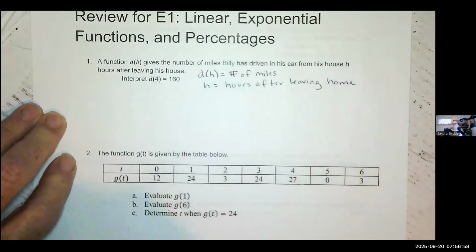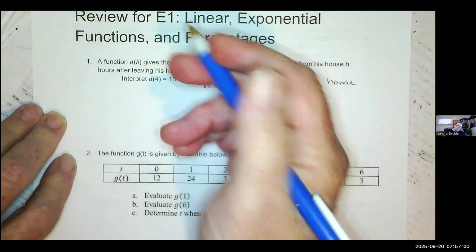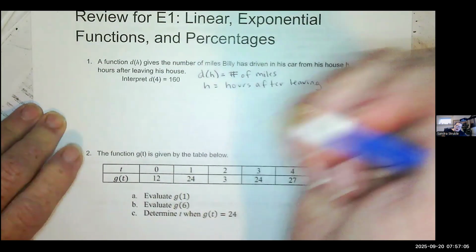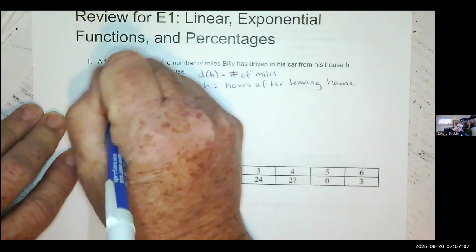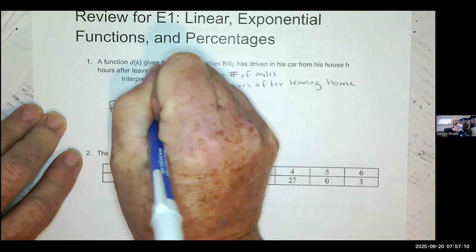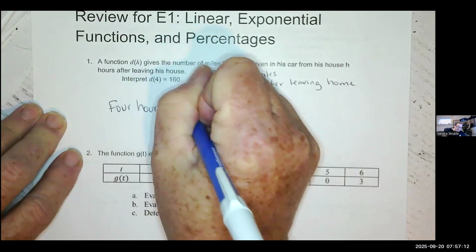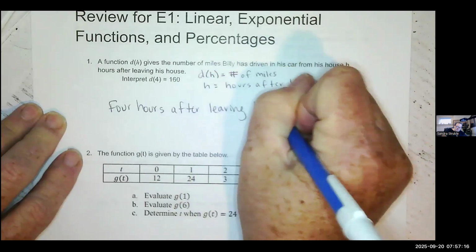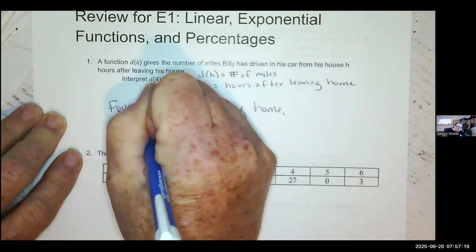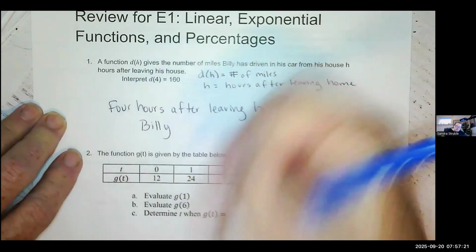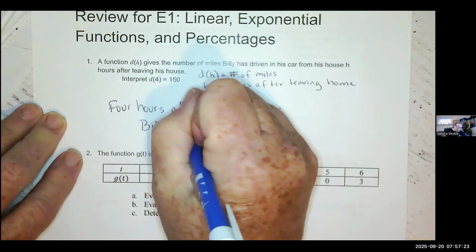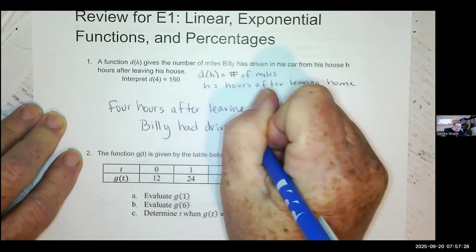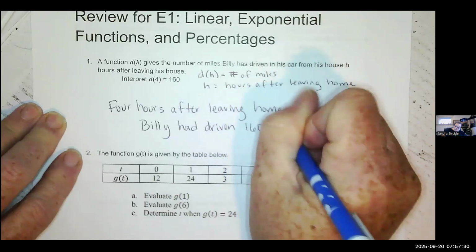Or Billy drove 160 miles 4 hours after leaving home. Either way, write the sentence as you would. I'm just going to write 4 hours after leaving home, Billy had driven, because it's been past tense. I'm not going to grade that on you. Had driven 160 miles. All right.